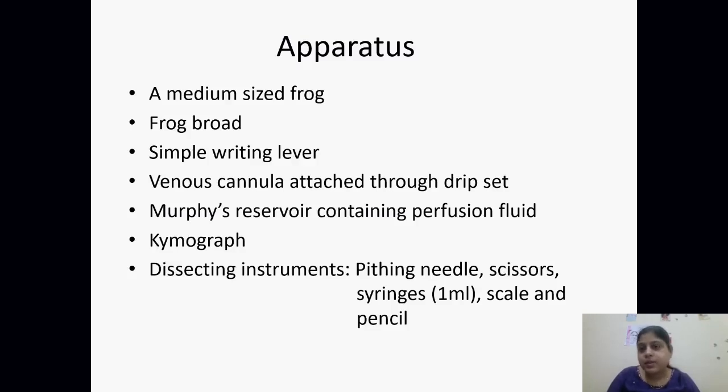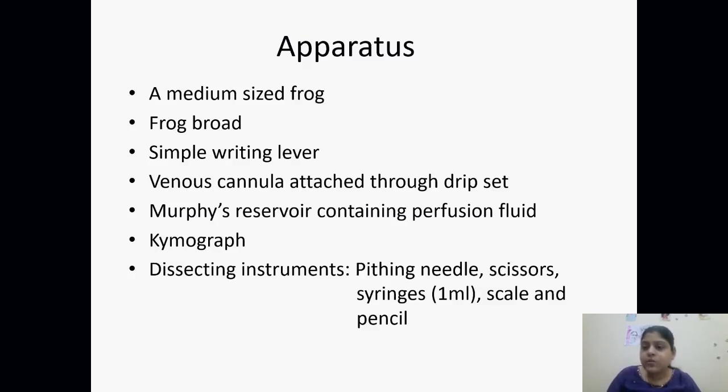Dissecting instruments and a pithing needle are needed for pithing the frog. We do the pithing, that is, we insert the needle in the depressed area between the cranium and the atlas vertebra. In the depressed area, we insert the needle and destroy the brain, and then we go downwards and also destroy the spinal cord. This means double pithing is done in the case of the frog heart.